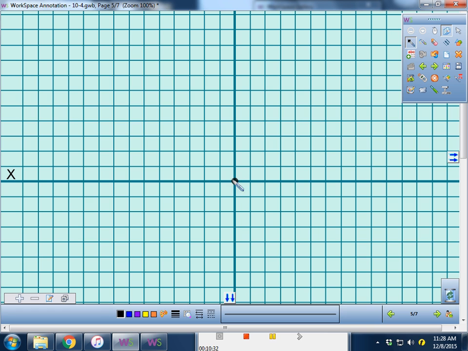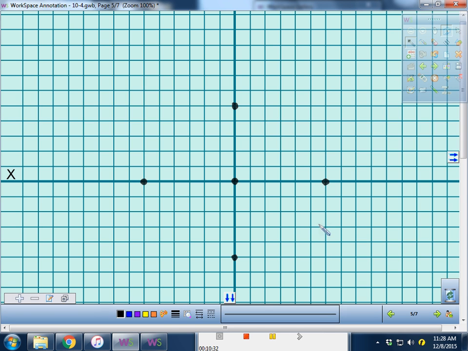All right, from that center, we decided that we were going up 5, down 5. 1, 2, 3, 4, 5. And down 5. 1, 2, 3, 4, 5. And then from the center, we're going left 6 and right 6. 1, 2, 3, 4, 5, 6. And 1, 2, 3, 4, 5, 6.